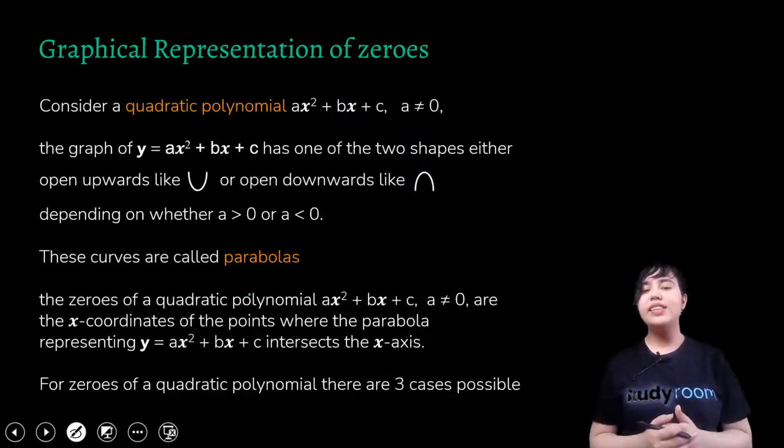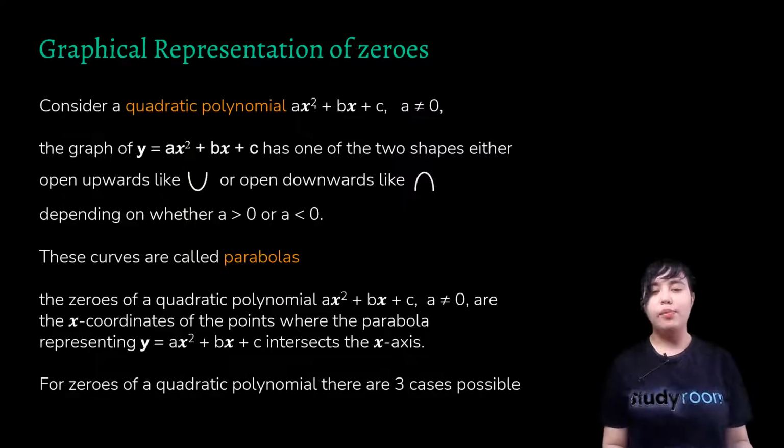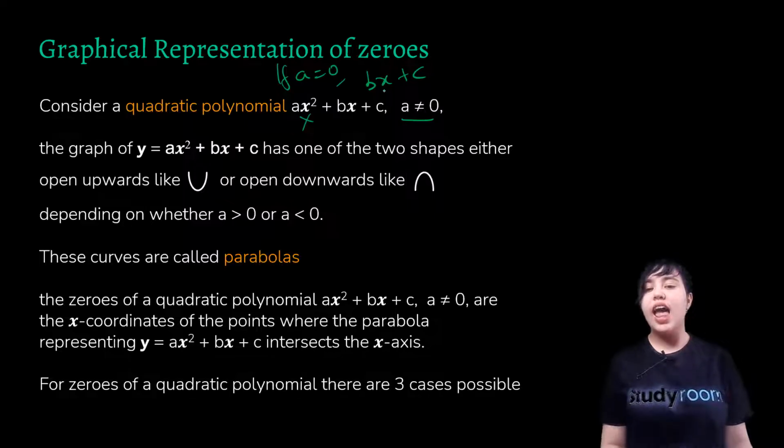Then let's understand this for quadratic polynomials now. For a quadratic polynomial, the form is ax square plus bx plus c. Here a cannot be equal to 0, because if a is equal to 0, your quadratic polynomial will become bx plus c. The x square term will vanish. And then what is this? This is a linear polynomial.